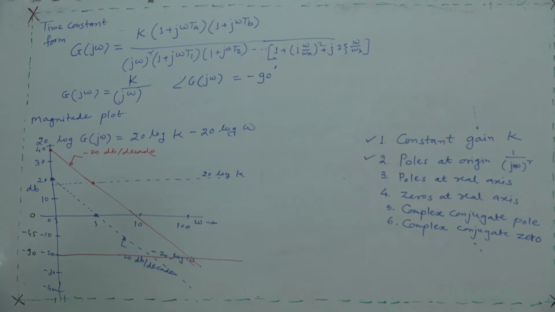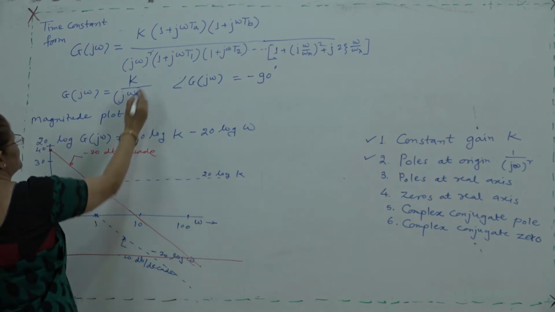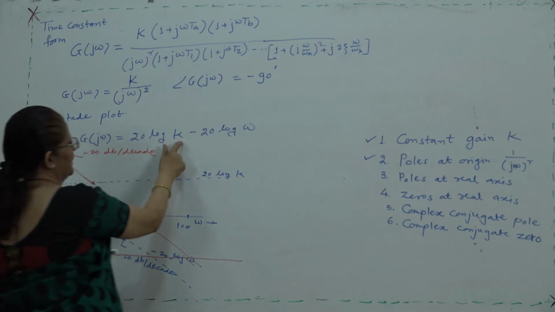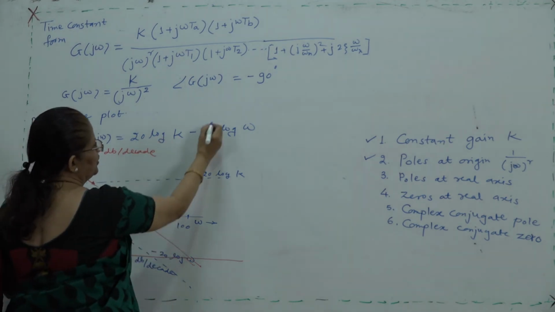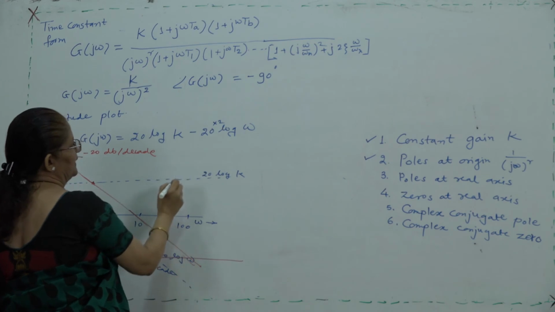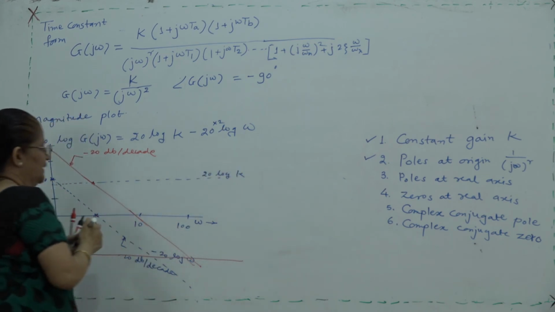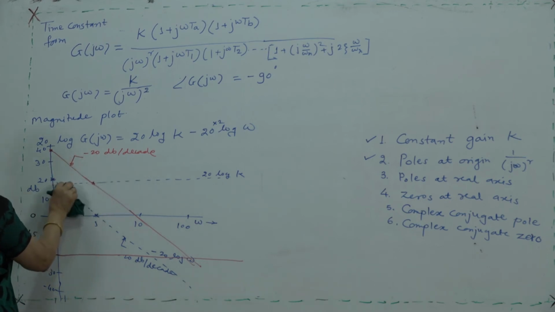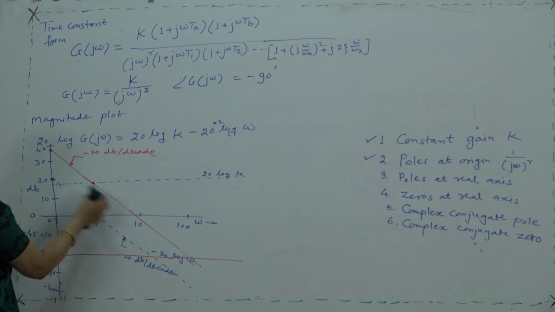Now, consider (j omega) raised to r, that is consider first 2 to understand it properly. So, what you will get here? 20 log of K minus 20 into 2 log of omega, that is 40 log of omega. So, what is meaning of this? You will get here 20 log of K line will be fixed. So, here only I will try to draw.